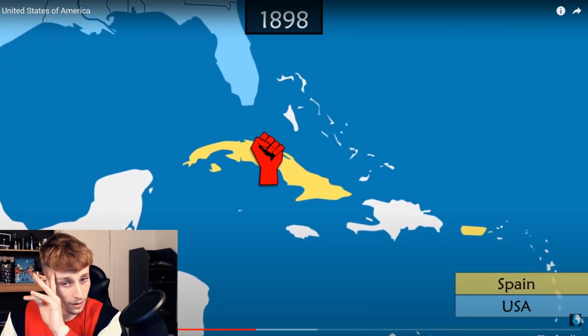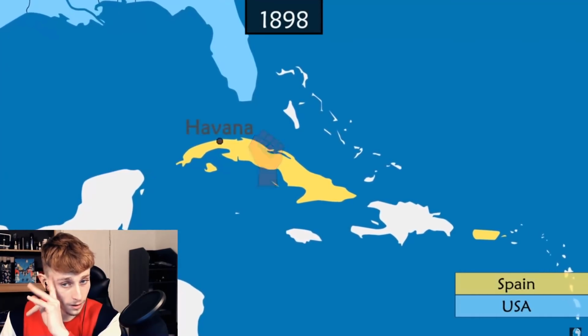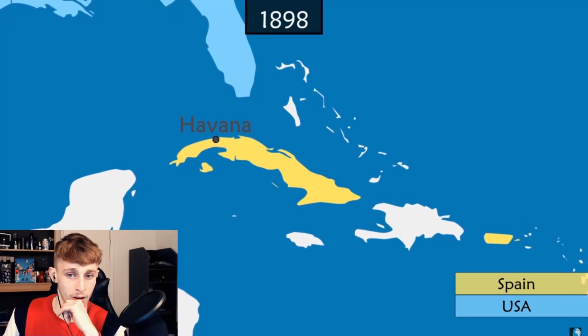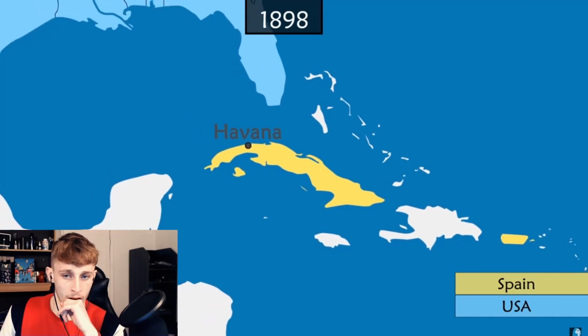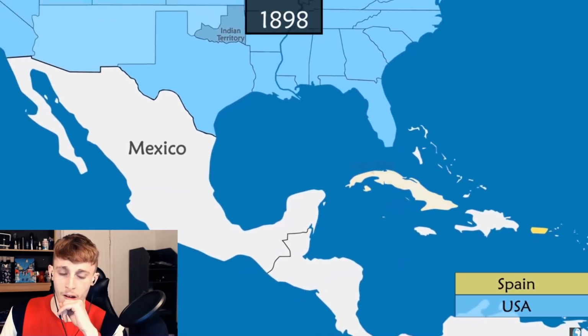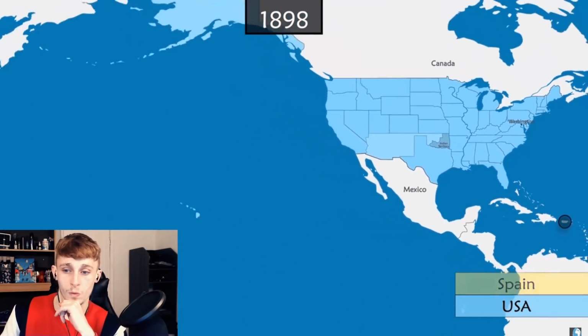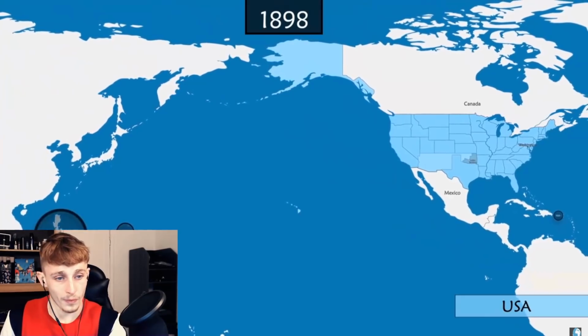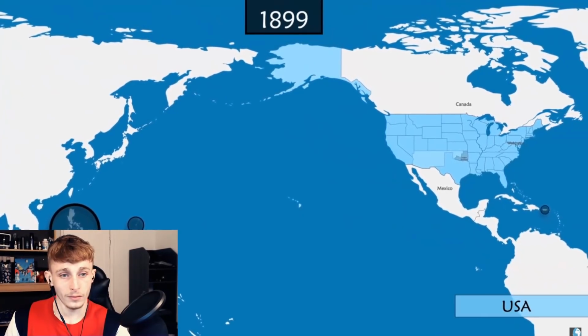After the mysterious explosion of a US Navy ship in the port of Havana, war breaks out between Spain and the US. The US wins, obtains the independence of Cuba, and seizes Puerto Rico, Guam, and the Philippines. The country thus becomes a colonial power.